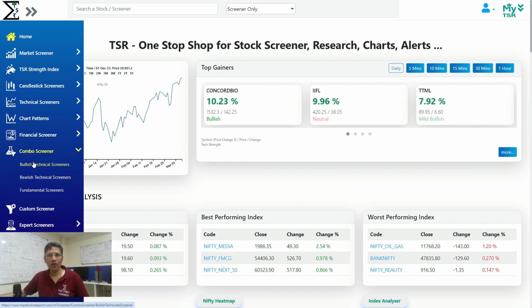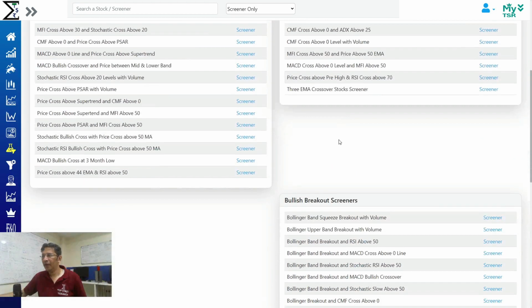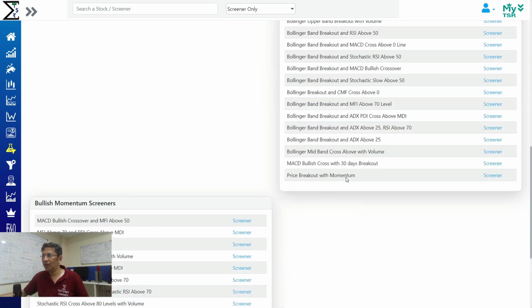Over here, when you see, we have combinations of them. One is bullish, bearish, and fundamental. We cover both parts. Let's say we go to the bullish technical screeners. You'll see that there are quite a few which are created. So they are reversal screeners, continuation screeners, breakout screeners, momentum screeners, right? Which gives you an idea of which kind of trader you are.